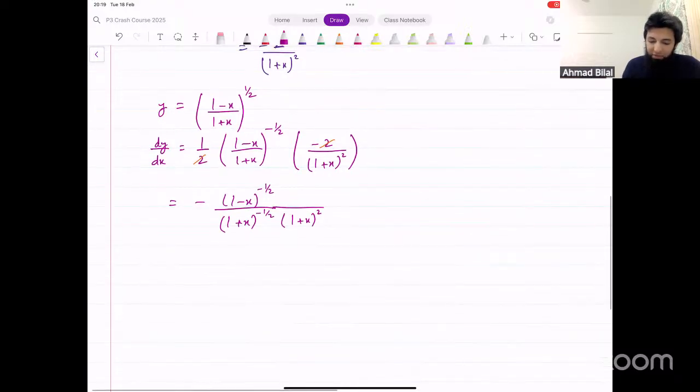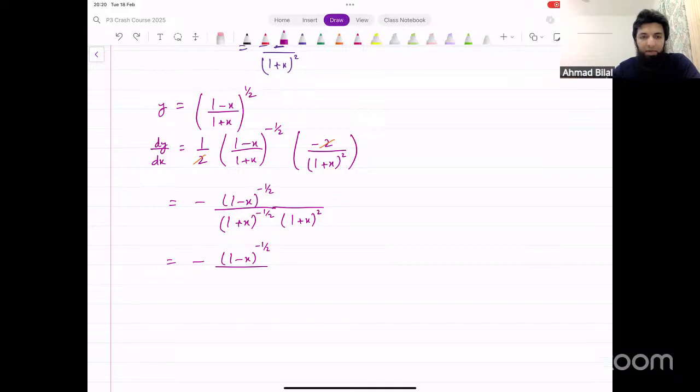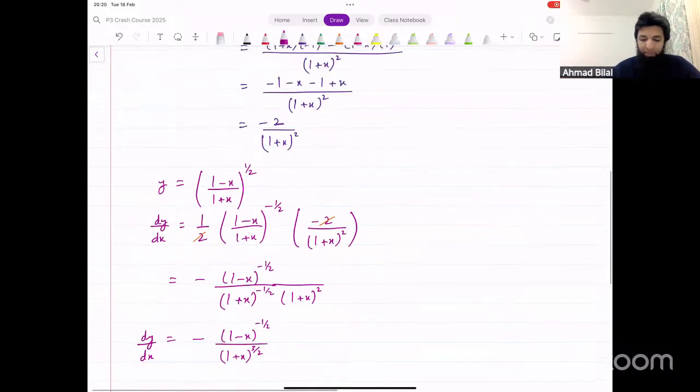We can simplify this further if we want. The simplification would be that we get minus (1 minus x) whole power minus 1 over 2. And in the denominator, this is (1 plus x) power minus 1 over 2, (1 plus x) power 2. Same base, they're multiplying, powers get added. So this gives us (1 plus x) whole raised to a power 3 over 2 in the denominator. Okay? Any problems with this? This is dy over dx. What does dy over dx tell you? This tells you the gradient of the curve. We have found that. Now, what are they asking for?